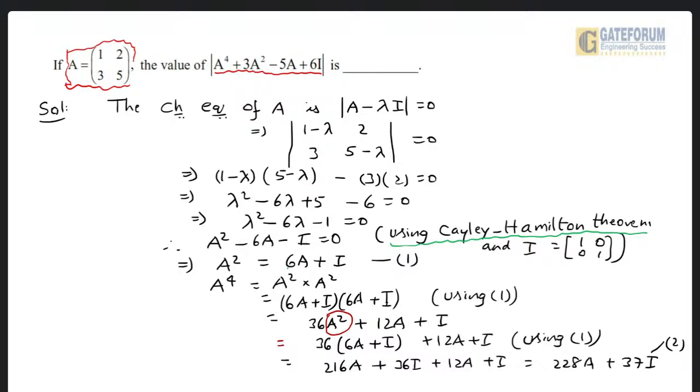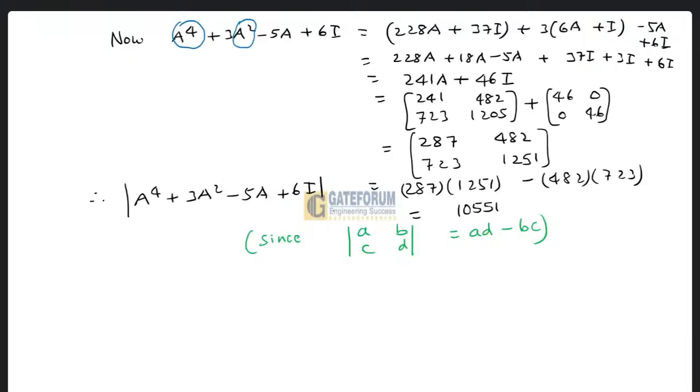If you feel difficulty about this Cayley-Hamilton theorem, just find A square first, A into A, next A square into A square, that is A power 4, substitute here all and find the determinant. That is the direct method. So the answer is 10551. This is the end of the question.